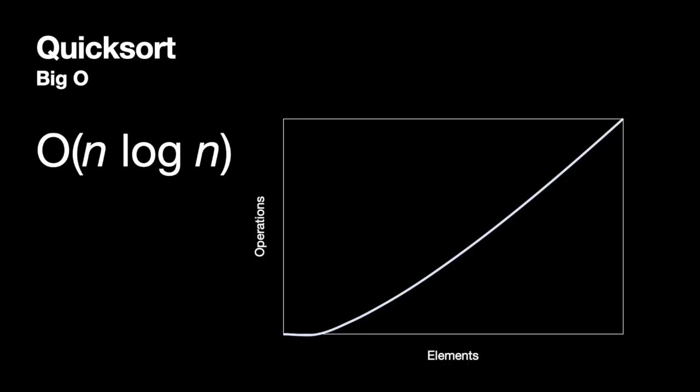Quicksort has a big O notation of n times the log of n.